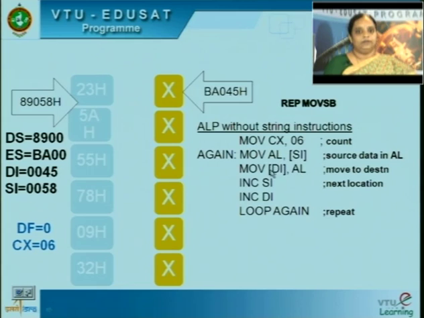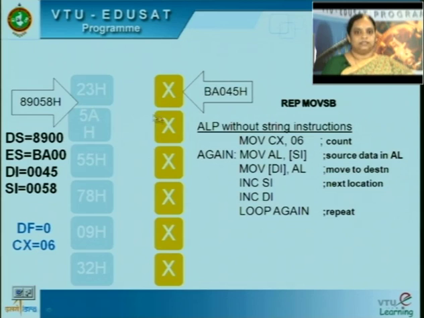And after moving, to point to the next locations, I have to increment SI and DI, and I also have to use the instruction LOOP again. So around 6 instructions are replaced by a single instruction, REP MOVSB. This is made still more powerful by using MOVSW. MOVSB moves one byte, MOVSW will move one word, that is 23H and 5AH at once.